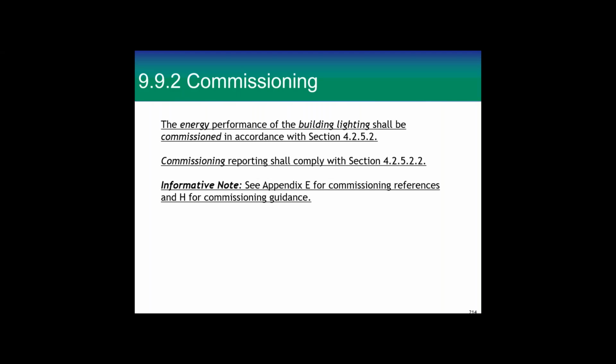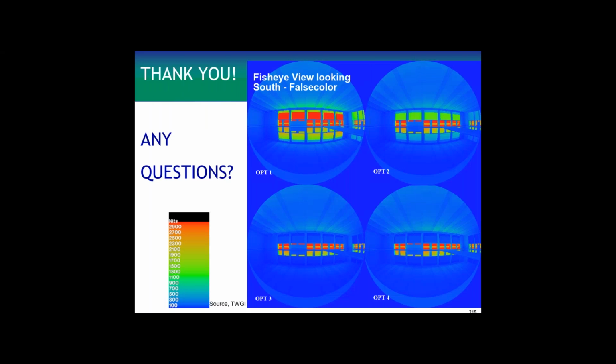The energy performance of the building lighting shall be commissioned in accordance with the requirements of the section, and that's in Section 4. The commissioning report shall comply with the next section, Section 4. And you can look at Appendix E. We've mentioned this a couple of times to get some more commissioning references, and Appendix H for commissioning guidance. All right, that's the end of that.